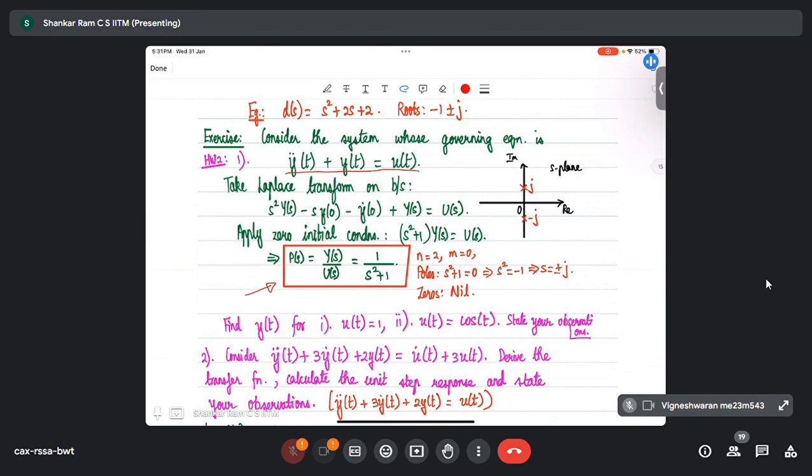This is exactly the case which I discussed now, right? So you already know the answer. I only want us to figure out the answer, right? So where are the poles? The poles are at plus j and minus j, okay? Non-repeating poles at plus j and minus j.